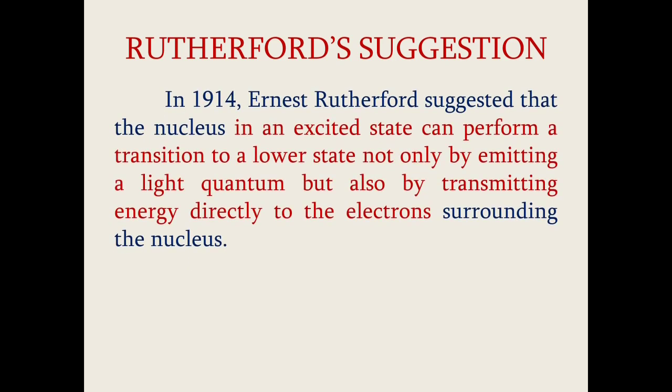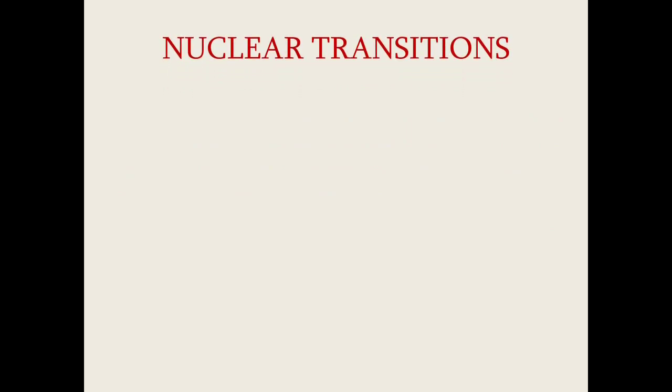Rutherford in 1914 made a statement that any nucleus, when it performs a transition from an excited state to a lower state, emits not only a photon of light, but it can also transmit the excess energy directly to the orbital electrons surrounding the nucleus. So, this was the prophecy made by Rutherford.